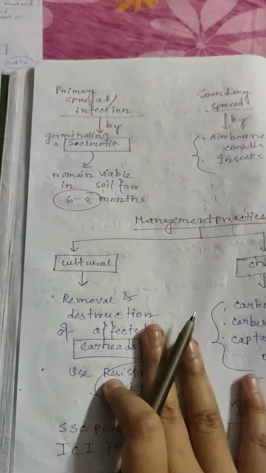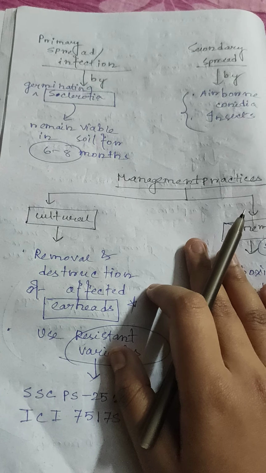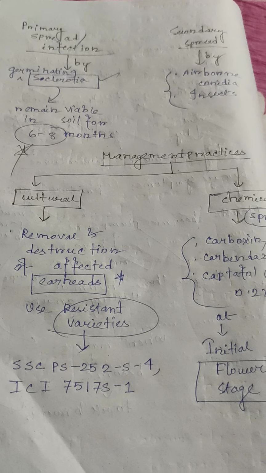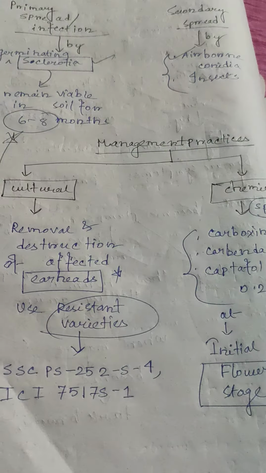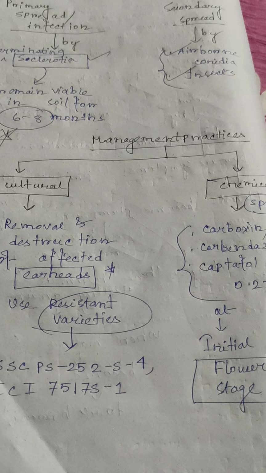Primary spread or infection of smut disease is by germinating sclerotia that remain viable in the soil for 6 to 8 months, and secondary spread is by airborne conidia and insects. Two types of sources: airborne conidia and insects.